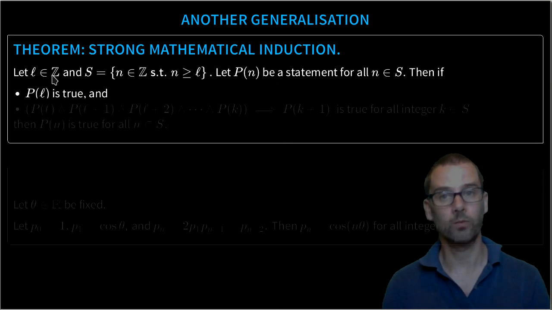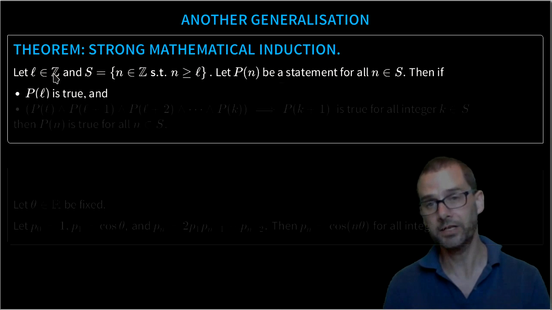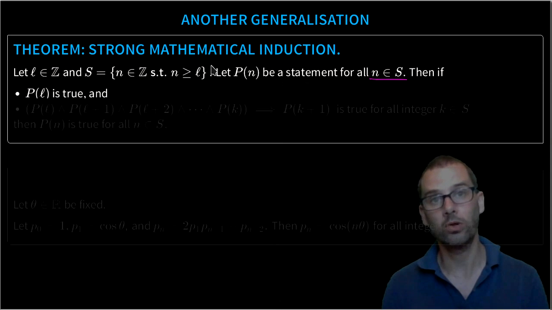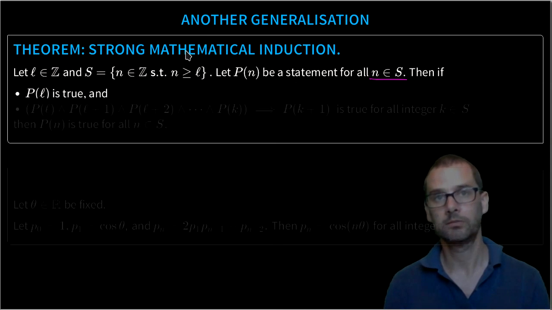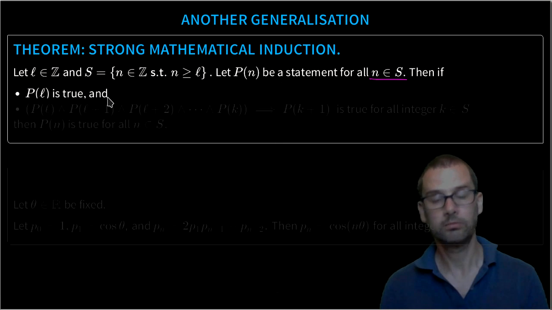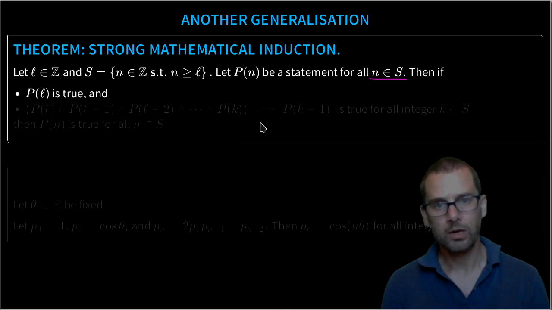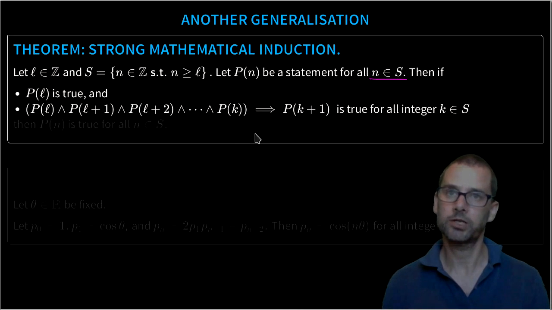So instead of starting at 1, this is a more general case, where we start with an integer L, and we want our result to hold for all n in S, namely all integers bigger than or equal to L. So again, we need to show that P of L is true. Okay? Our base case holds just like previously. But now our inductive step is going to change.